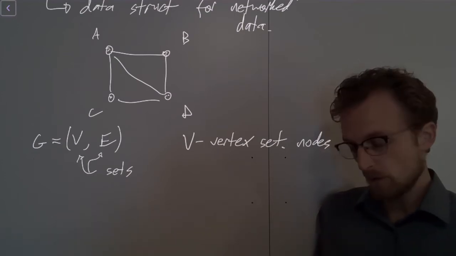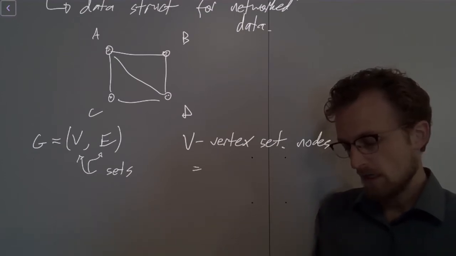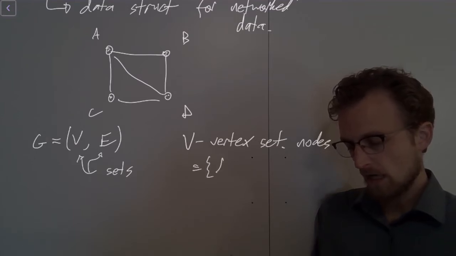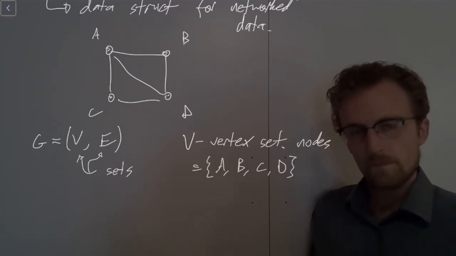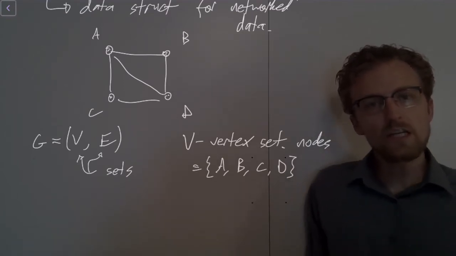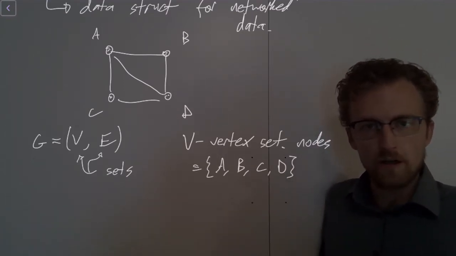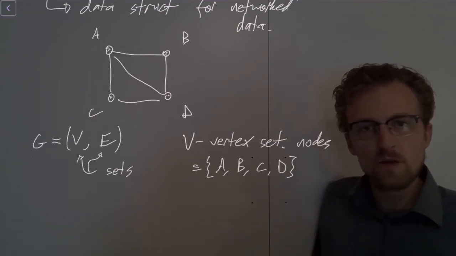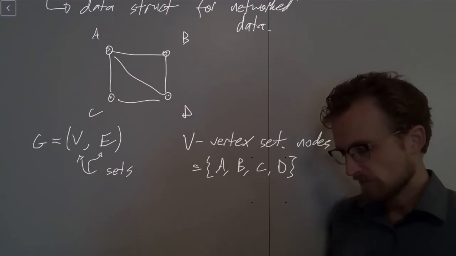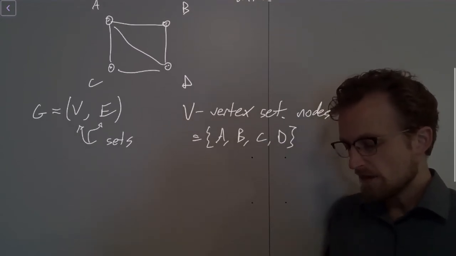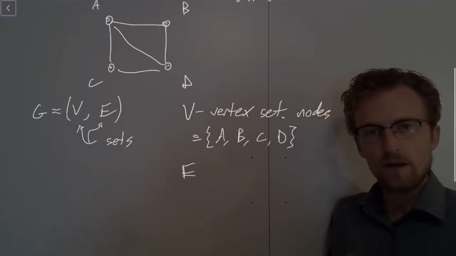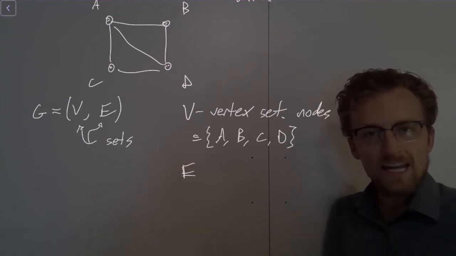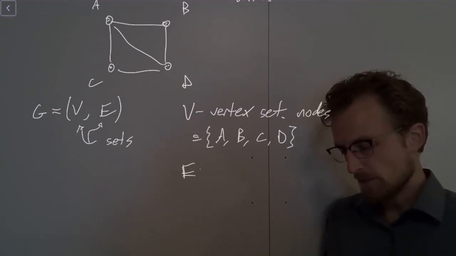So in this example, the vertex set is a set containing A, B, C, and D. And it's a set, so we're not going to impose a particular ordering on it. If there's any ordering on this set, that ordering is going to come from something other than the graph itself. So V is the set of nodes, and then E is the set of connections, or the set of links. The E actually stands for the set of edges. So this is called the edge set.